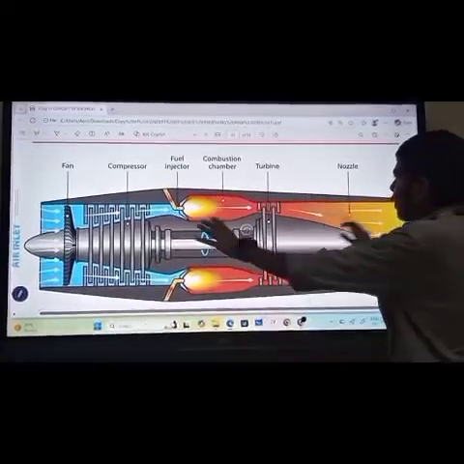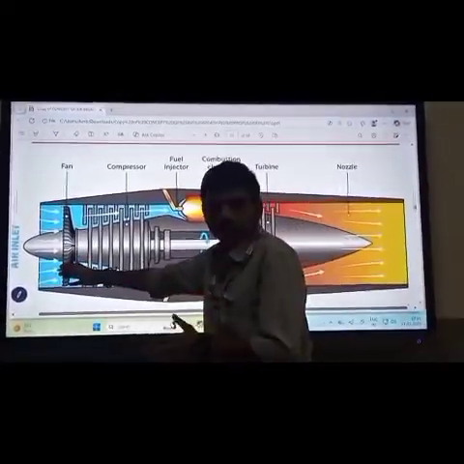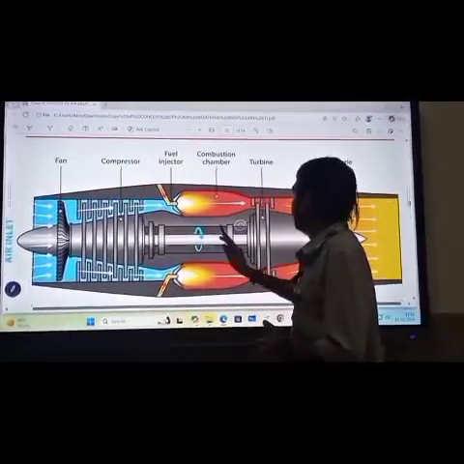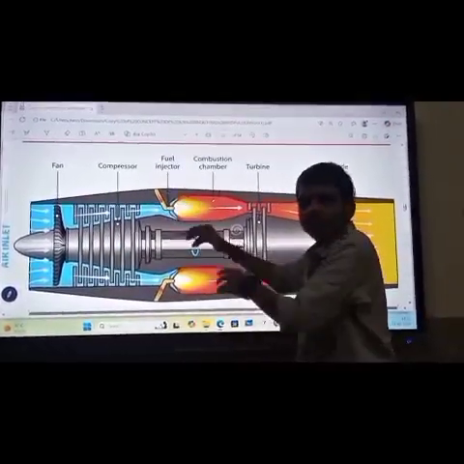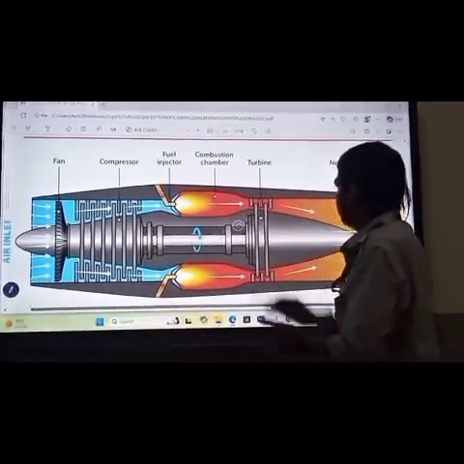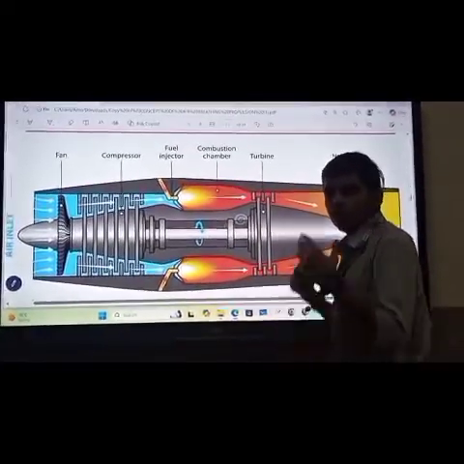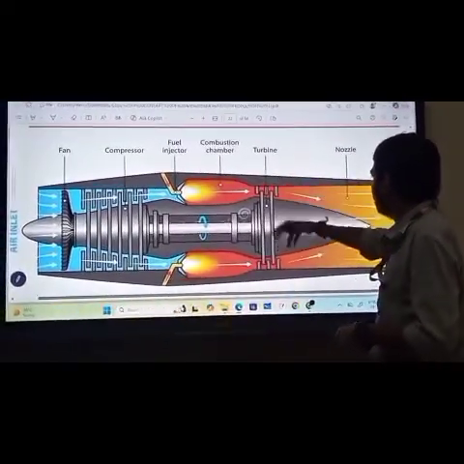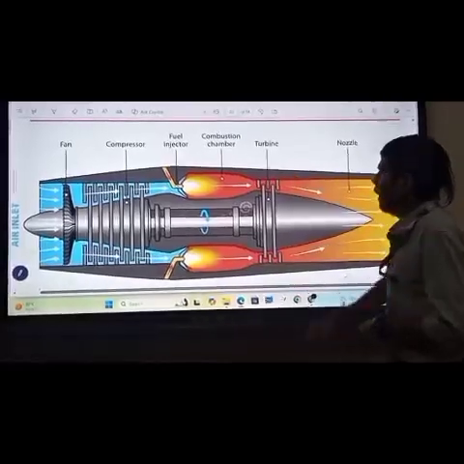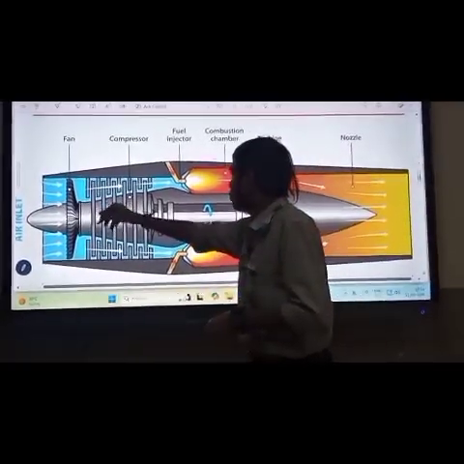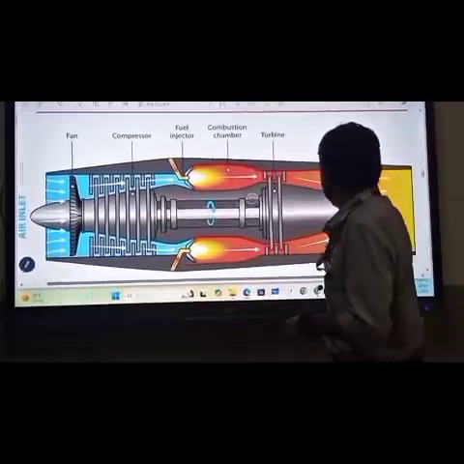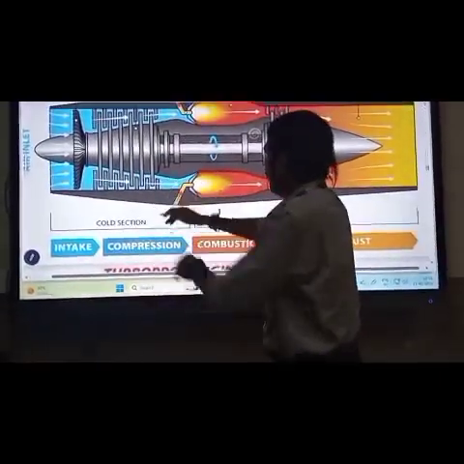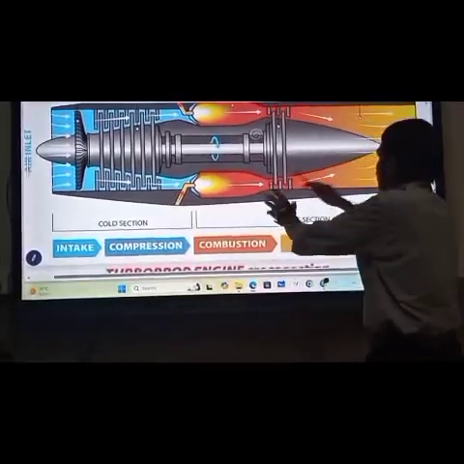So this is the turbojet engine. This is the inlet section. This is the compressor section. This is the combustion chamber, with a fuel injector that injects the fuel and helps to burn the fuel. Then next is the turbine section. This is the high pressure turbine, the exhaust nozzle, the low pressure compressor, and the high pressure compressor. This is the cold section of the compressor and the hot section of the combustion and exhaust.